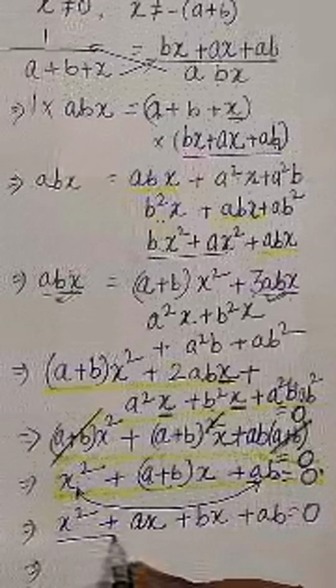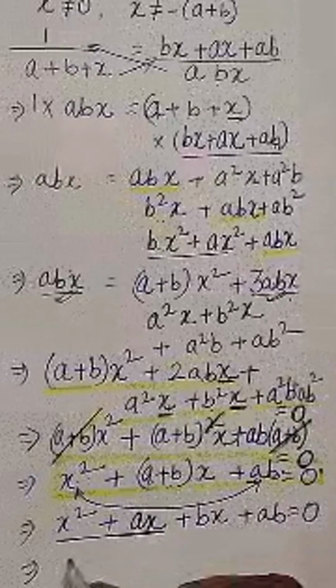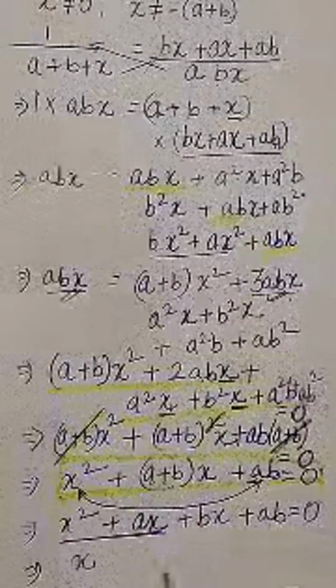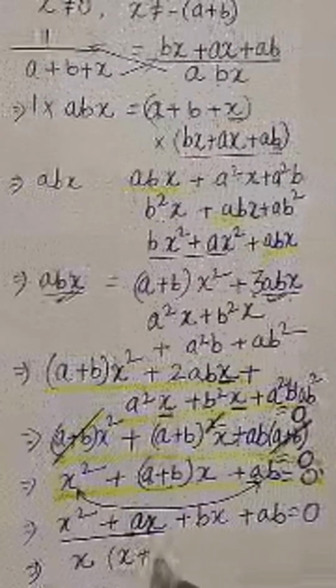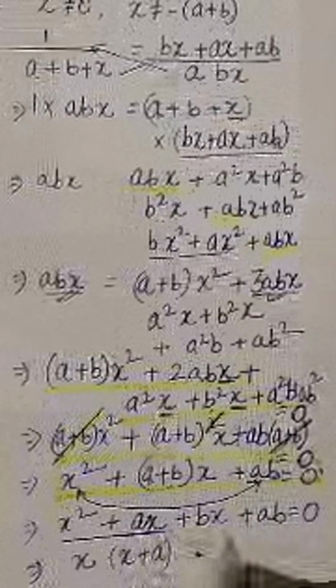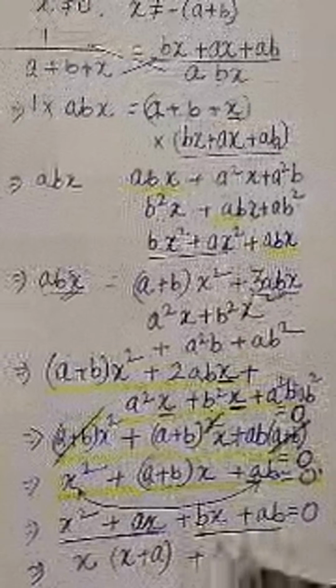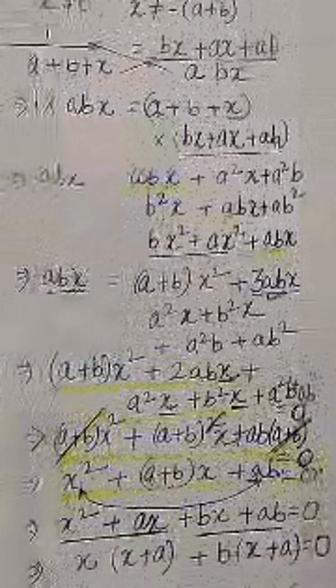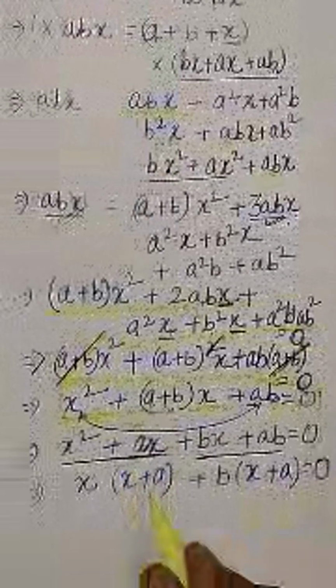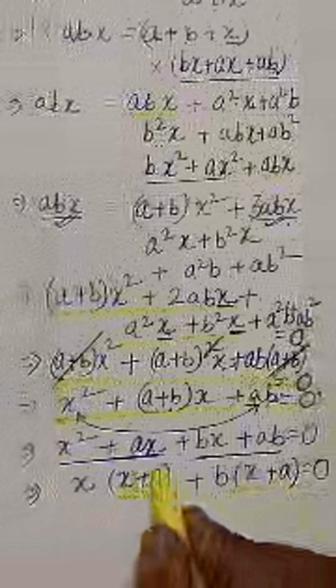And you can see the benefit. You can take the pair of x square plus ax, and taking x as common, you are left with x plus a. And from the last two terms, when b is taken as common, you are having x plus a, right? And from here you can see x plus a can be taken as common.